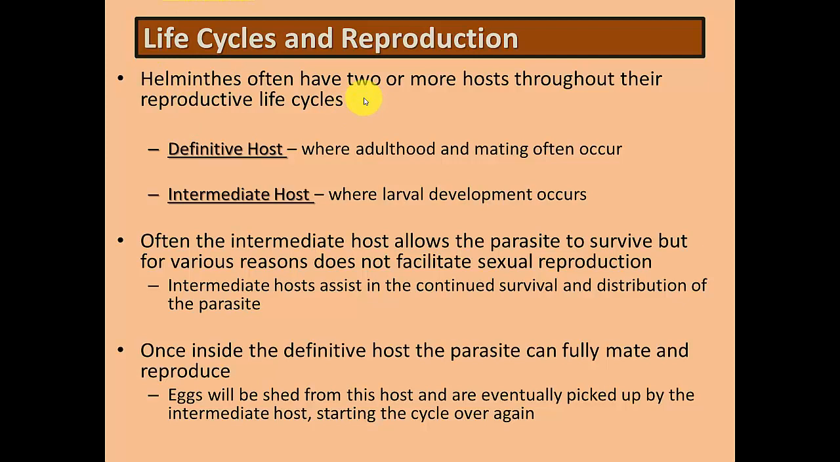So where they have multiple hosts, they'll typically have at least two, in which one is referred to as the definitive and the other is referred to as the intermediate. The intermediate host is typically where larval development occurs, and it's usually where the egg develops into the larvae. And at some point they have to exit the intermediate host and go on to infect what's called the definitive host. And this is where adulthood and mating take place and where the eggs are shed and then go on to restart the life cycle over again.